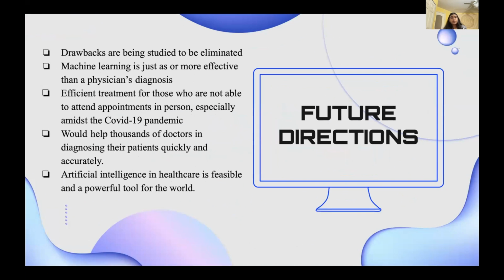Overall, drawbacks are being studied by other researchers to be eliminated, and the drawbacks such as patient privacy are hoping to be eliminated. Machine learning is just as or even more effective than a physician's diagnosis. It can also be an efficient treatment for those who are not able to attend appointments in person, especially amidst the COVID-19 pandemic. Our current circumstances as a healthcare community hold perfect grounds to attempt the use of artificial intelligence and analyze data. Although more research must be done on this topic, especially regarding possible obstacles, past research and data have shown that artificial intelligence is feasible and a powerful tool for the world.